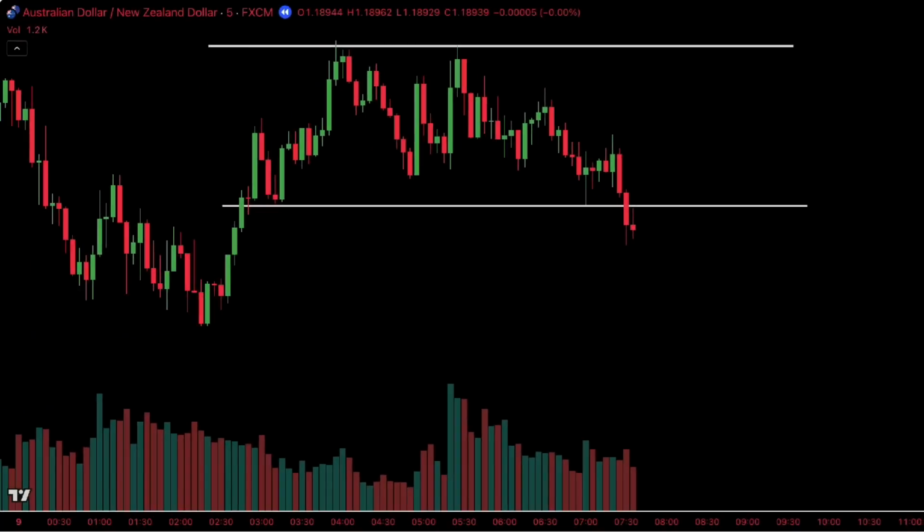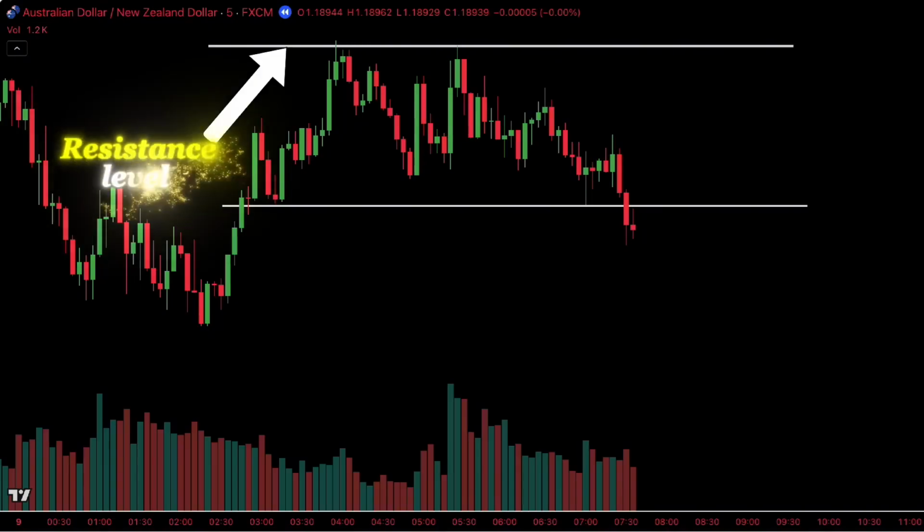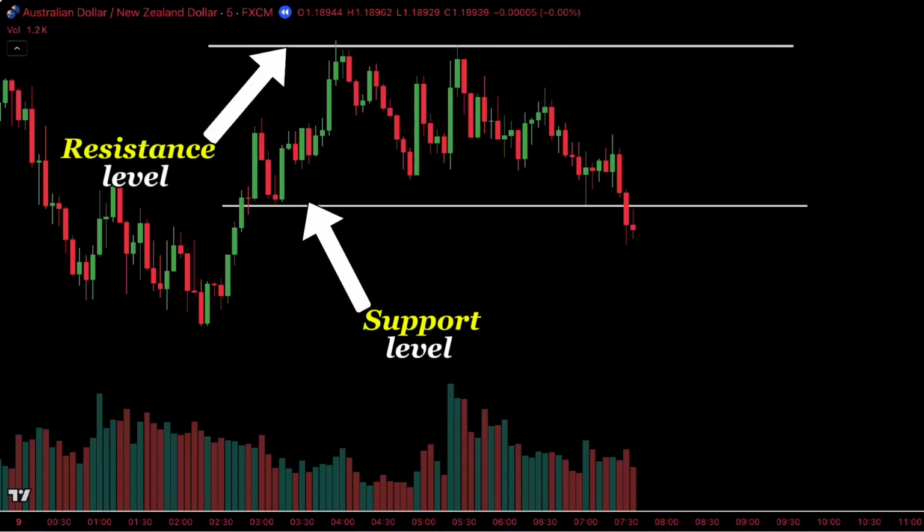Now, let's look at another real chart example so you can understand the steps exactly. Here we have the Australian dollar versus New Zealand dollar 5-minute chart. As you can see, the market forms a clear resistance level here and a clear support level here. This creates a range-bound market. Now look at what happens next. The market starts moving inside the range.